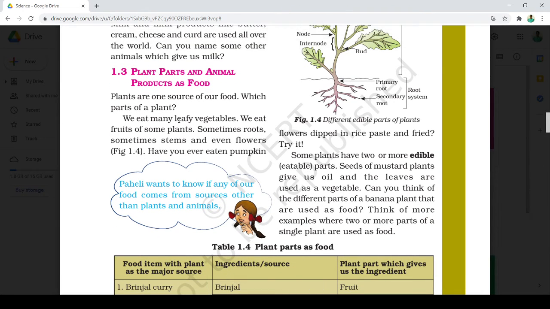Plant parts and animal products as food. Plants are one source of our food. Which parts of a plant? We eat many leafy vegetables. We eat fruits of some plants, sometimes roots, sometimes stems, and even flowers. Have you ever eaten pumpkin flowers, dipped in rice paste and fried? Try it.